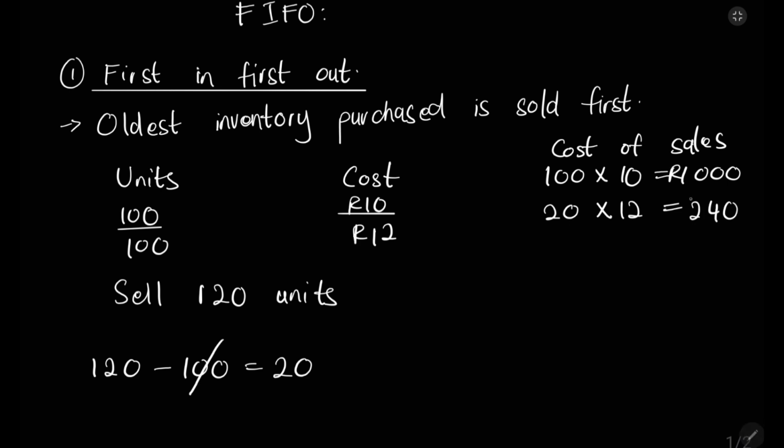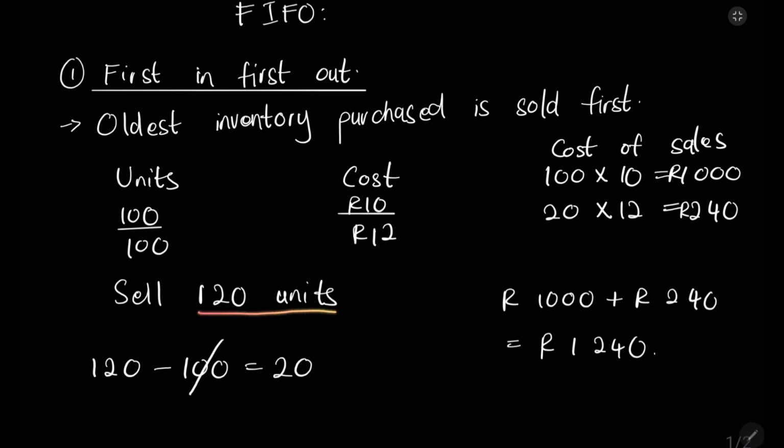And this is in rands. We calculated the cost of sales. So this will be 1,000 rand plus 240 rand, which is 1,240 rands. Okay. Again, let me remind you guys, first in, first out means the first inventory that we bought has to be the first one that's sold.